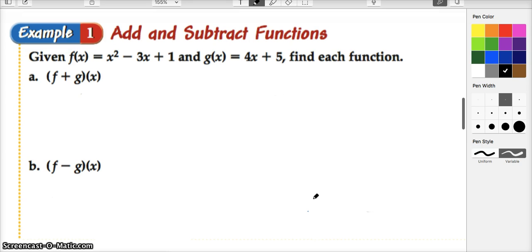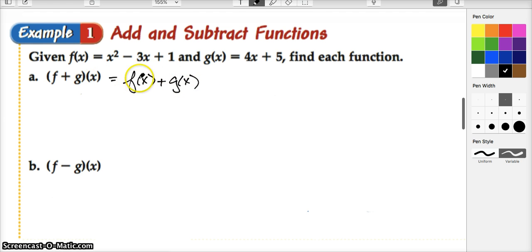Here we are. We're given that f of x is equal to x squared minus 3x plus 1, and g of x is equal to 4x plus 5. They asked us to find the sum of the two functions. This is pretty fun. We know that this really just means add the two functions together.